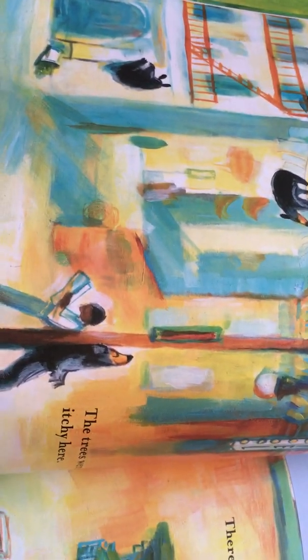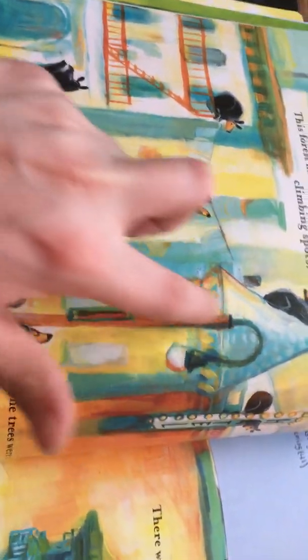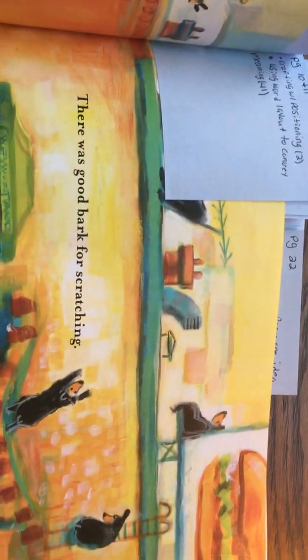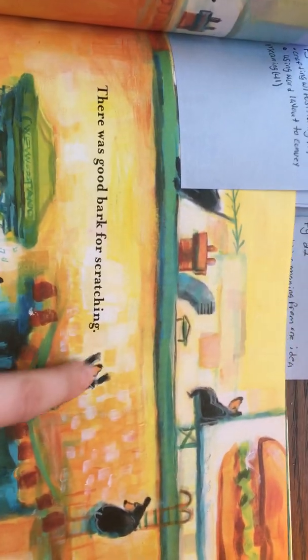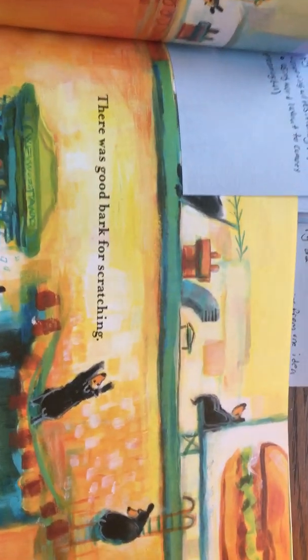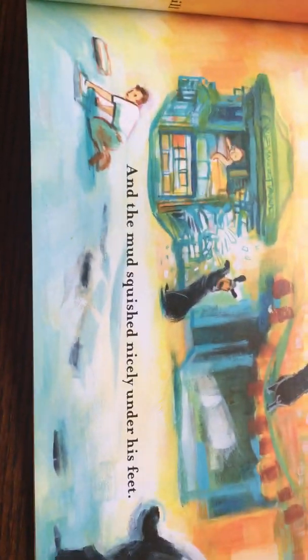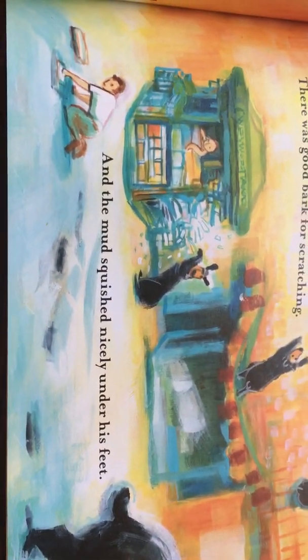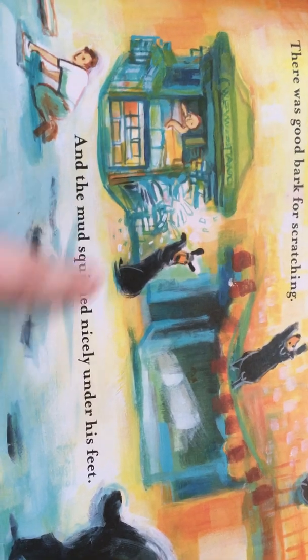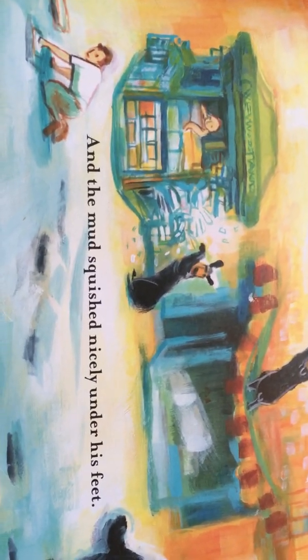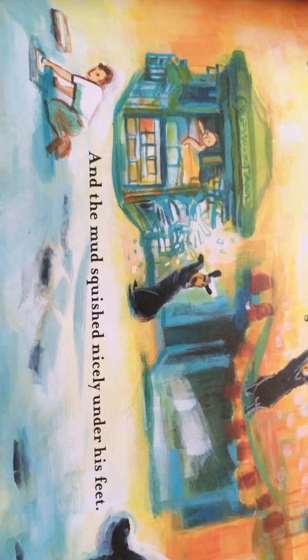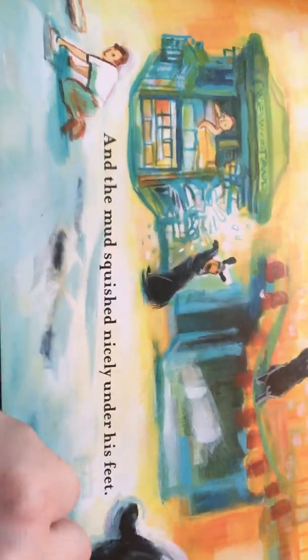You can also see here it says the trees were still itchy here, and so using that light pole to act as a tree. So giving that meaning, and then it says there was good bark for scratching. So you can see the bear scratching the side, but again giving that meaning. And then last but not least, and the mud squished nicely under his feet, and you can see that is symbolizing the sidewalk there. So lots of different techniques in this page here.